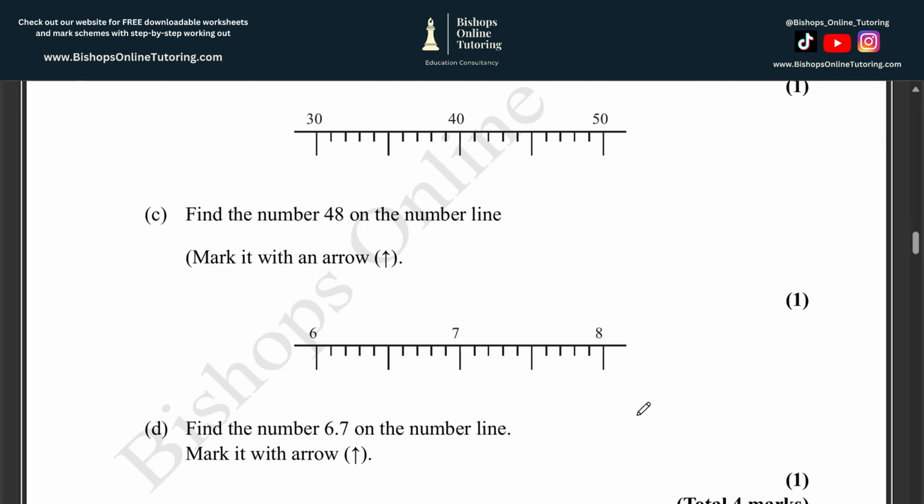Find the number 48 on the number line. Well, we've got 40 over here and 50 over here. This has to be the midpoint, so that'll be 45. Each interval represents 1, so let's just count up 1 from 45 up until we get to 48. So we'll need to go 3 spaces, 1, 2, 3. This right here is going to be 48, but remember to draw an arrow underneath if that is what the question is specifying, which in this case it clearly does.